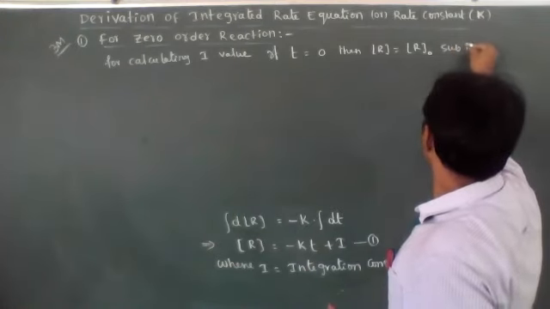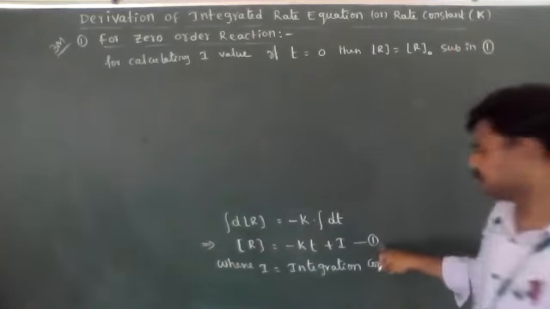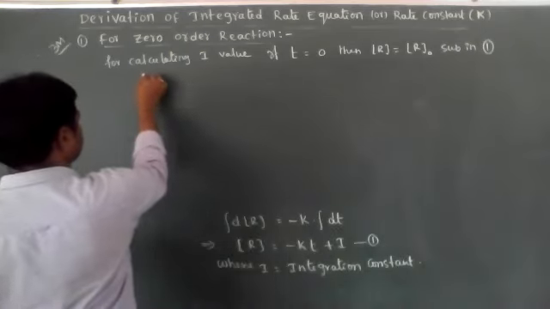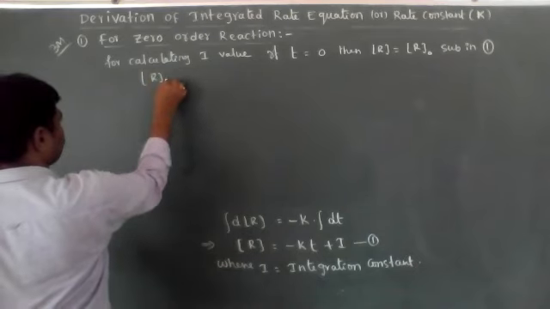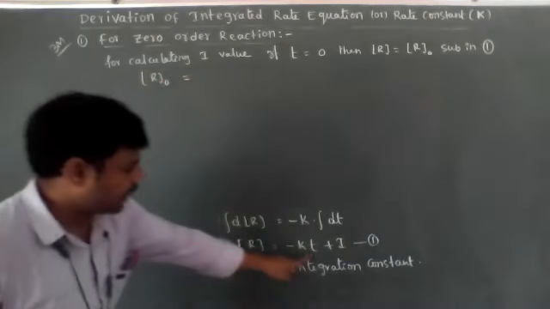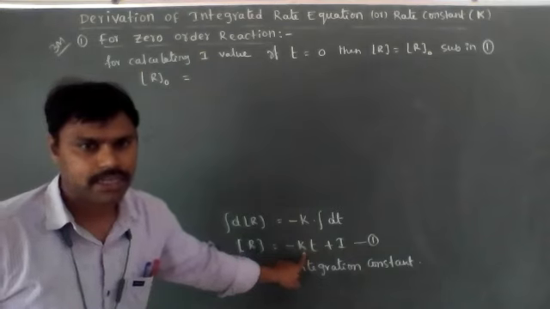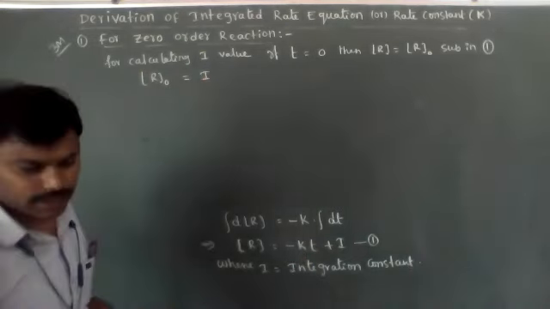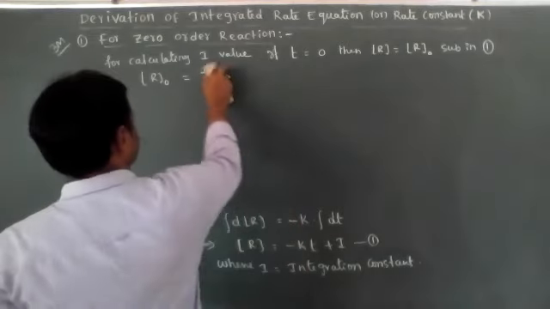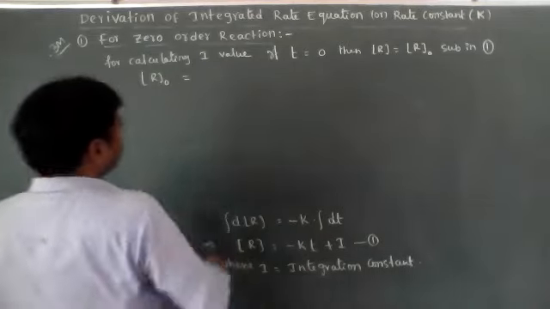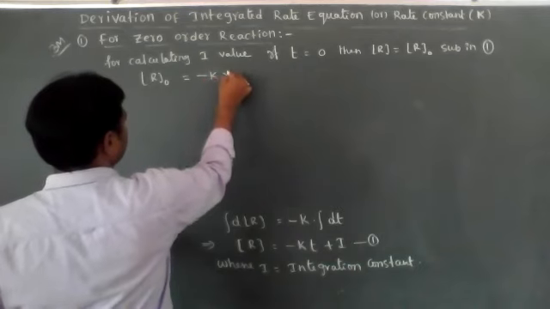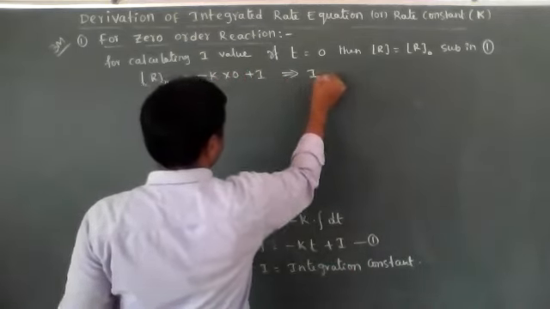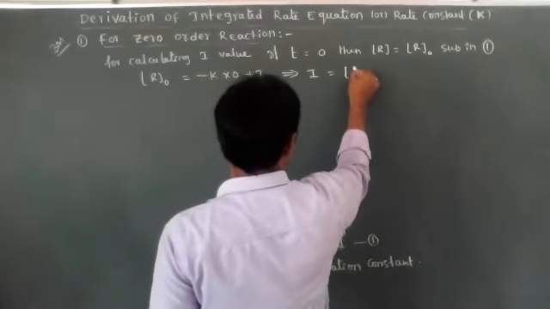Substitute in equation 1, then we will get: if R is equal to R0, in this R place we put R0, equals minus K into 0 plus I. Time is 0, so K into 0 is equal to 0. Otherwise you have to write one more step: R equals minus K into 0 plus I. So from this, I is equal to R0.